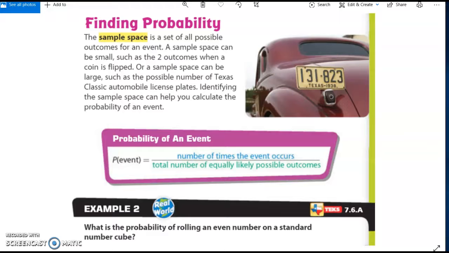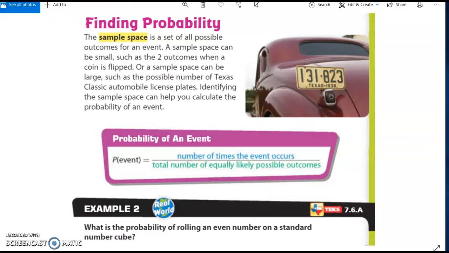A sample space can be small, such as 2 outcomes when a coin is flipped. It can either be heads or tails. That's 2 different outcomes. So your favorable outcome, say if I were looking for heads, would be 1 out of 2. I'm only looking for heads, and the possible outcomes are 2, of course, heads or tails. Or a sample space can be large, such as the possible number of Texas Classic automobile license plates.